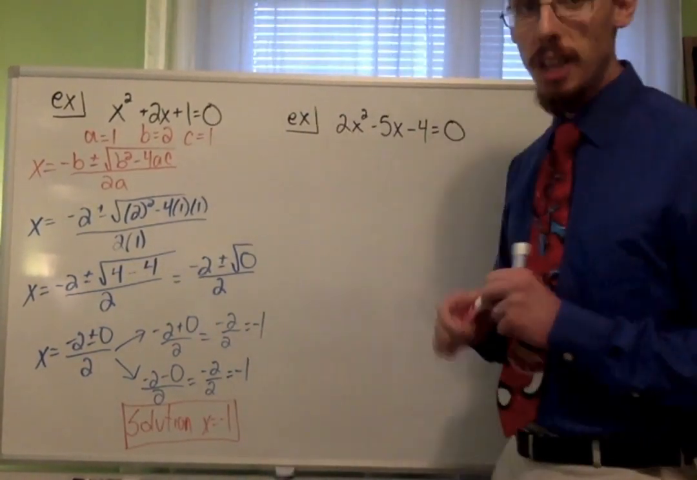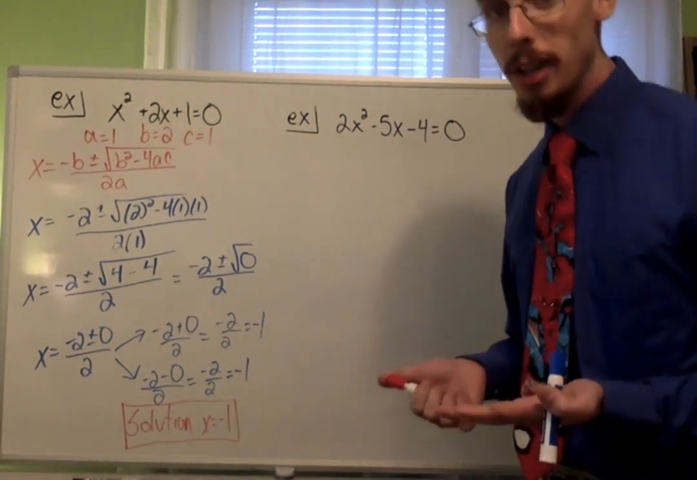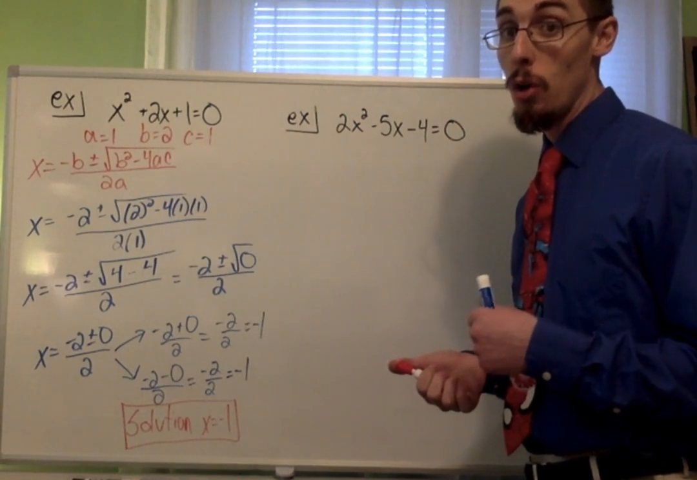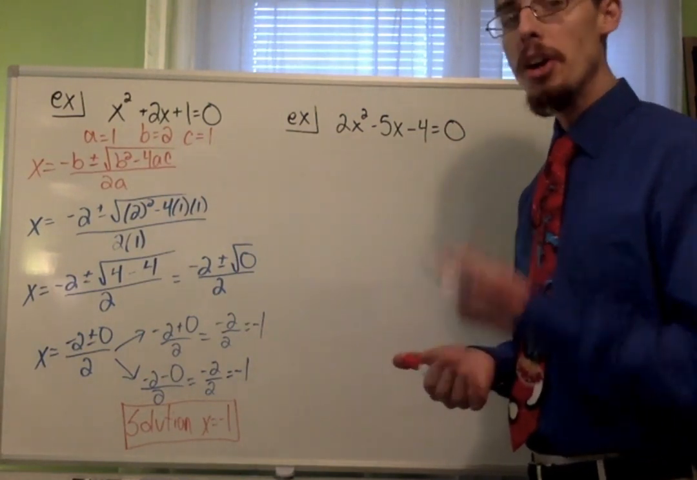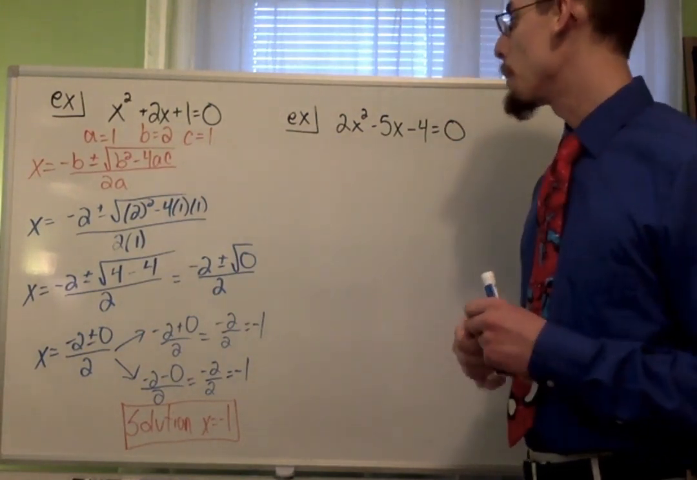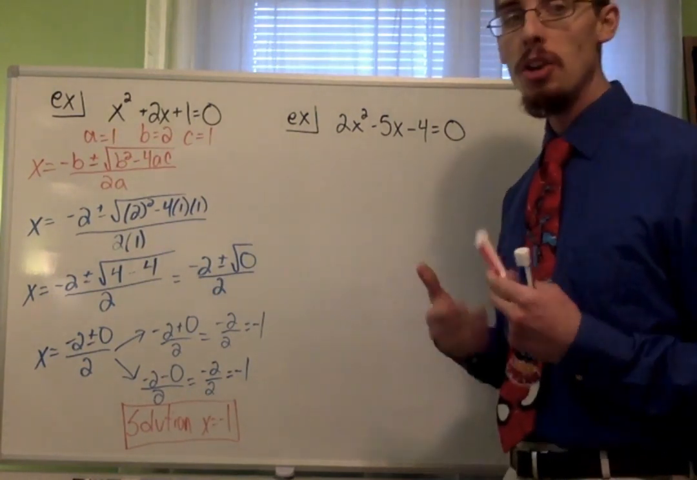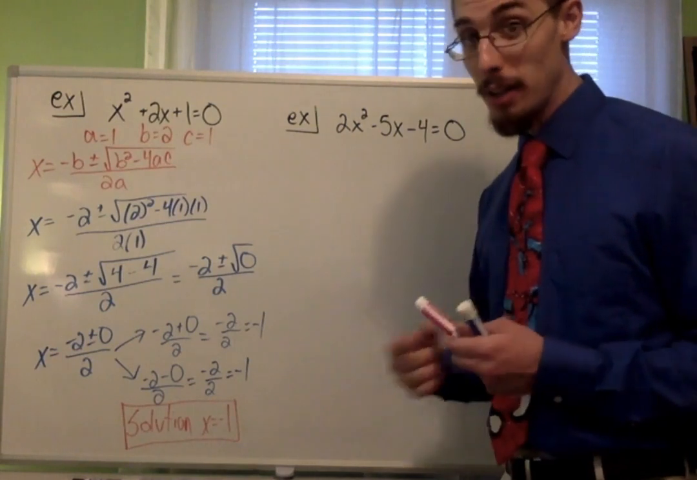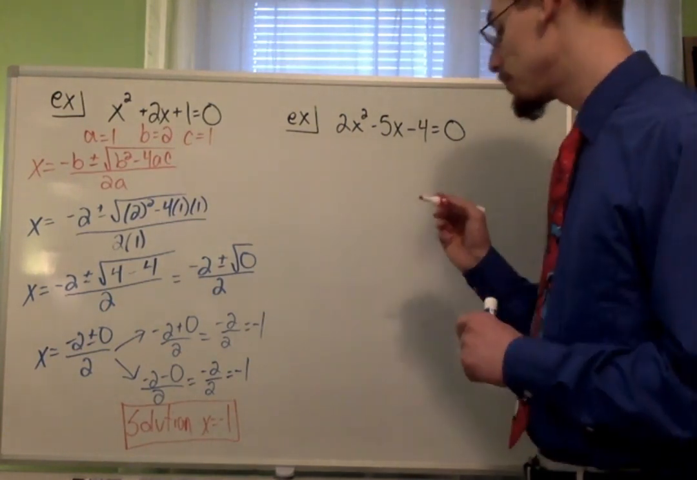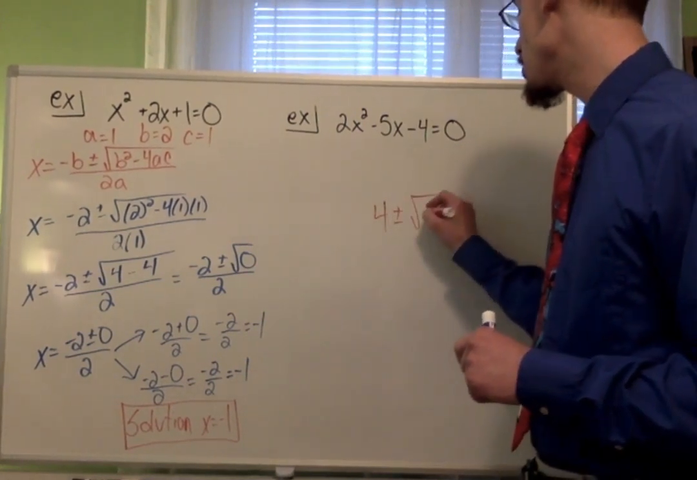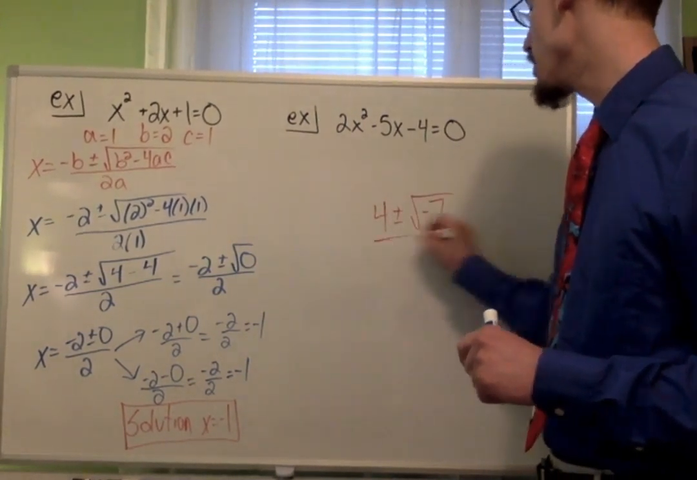So sometimes you only get one answer, and that's okay, right? With a quadratic equation, you could have two answers or one answer. Or no answers. I don't have an example of one here, but the way you would determine if there's no answer at the moment is if I had something like 4 plus or minus the square root of negative 7 over 3.